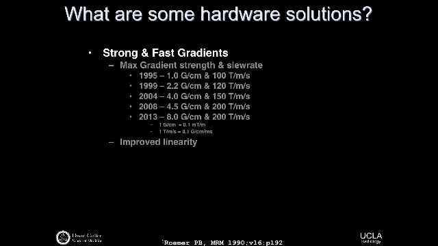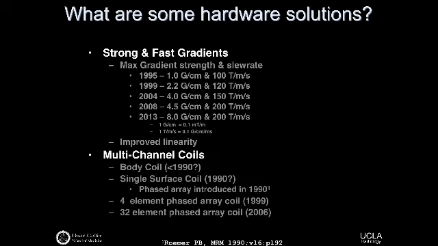Just quickly, one way to scan faster is better hardware, and I won't spend a lot of time on this. But strong gradients and fast gradients have improved over the years until really in about 2013, a few years ago, the hardware has developed to a point where further improvements are really not going to give us much in terms of gain. The hardware is almost as good as it can possibly be at this point.